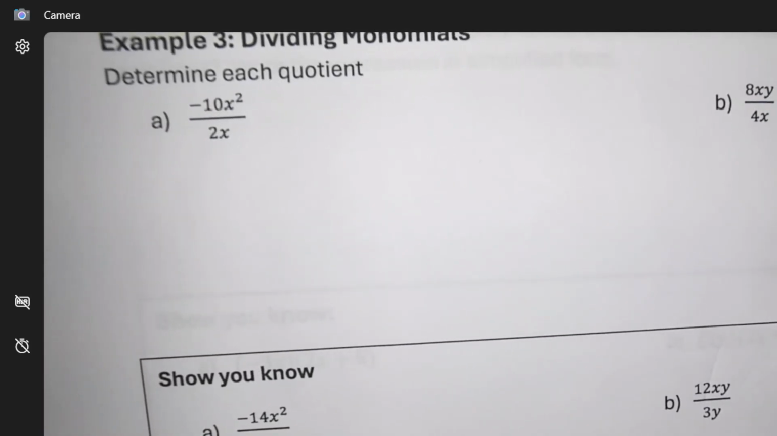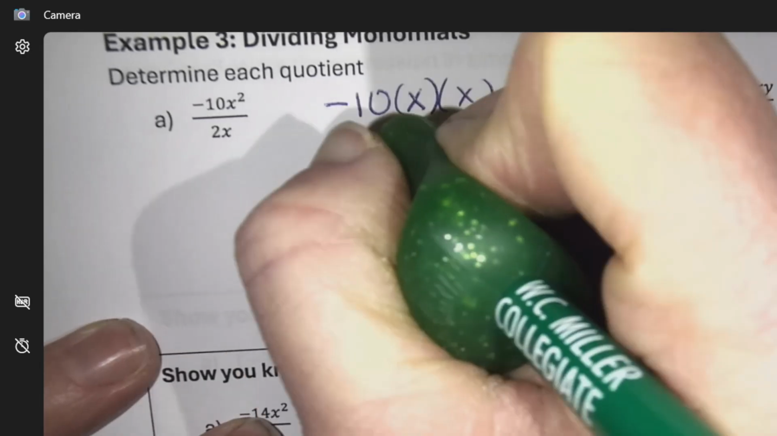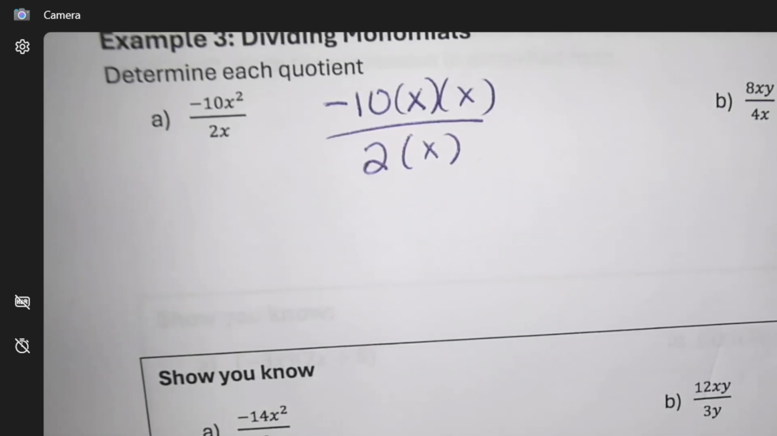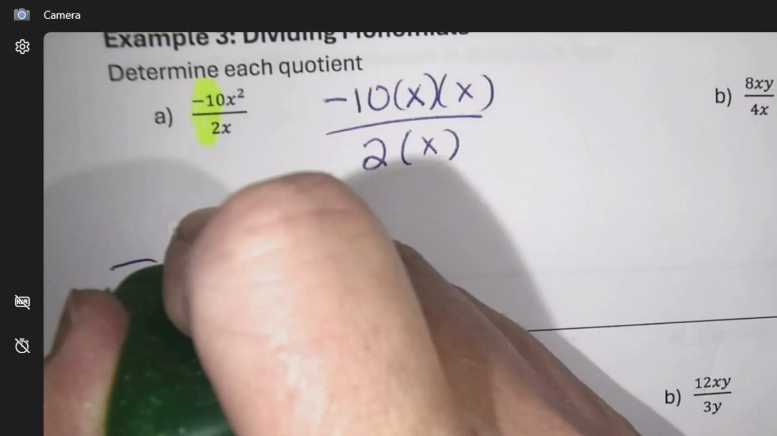Quotient, so dividing. So same kind of idea, just backwards. So on your test, it talks about expansion. So this is what it looks like if I could break everything down, right? Okay. So here we go. I'm just going to chunk together stuff. I group coefficients with coefficients here. So what is negative 10 divided by 2? Negative 5.